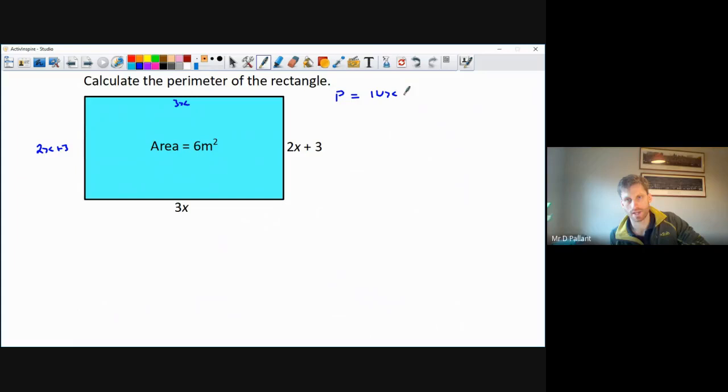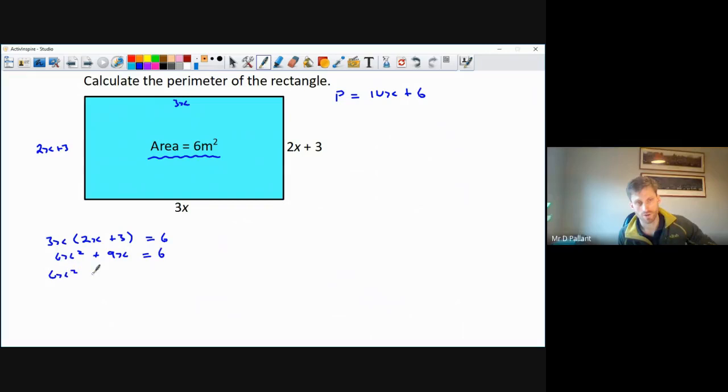The problem is that I don't know what x is. But I do know that the area is 6 meters squared. So I know that if I get these sides and I times them together, I get 6. And this equation will enable me to find x that I'll be able to use up here in the perimeter. So if I expand these brackets, 6x squared plus 9x equals 6, I've got a quadratic. And so, of course, I'll make it equal to 0.